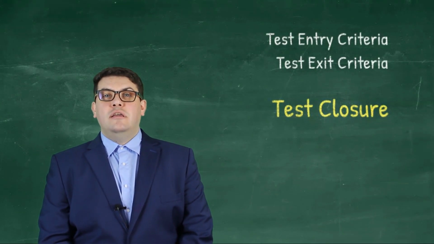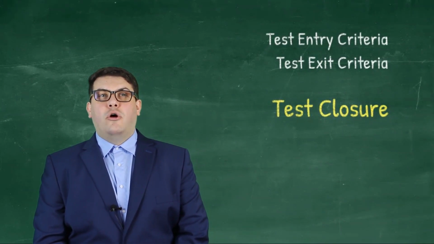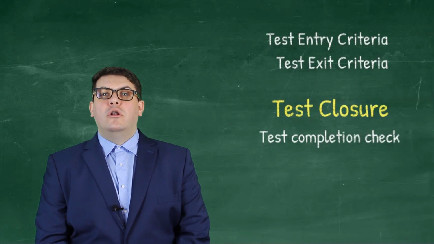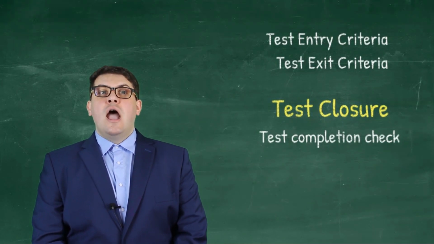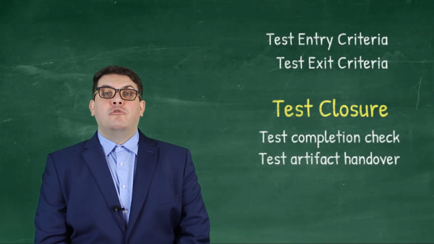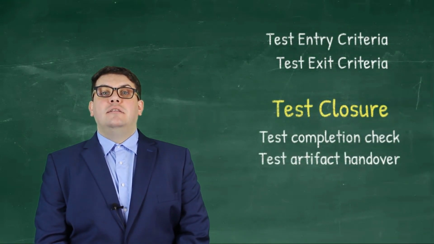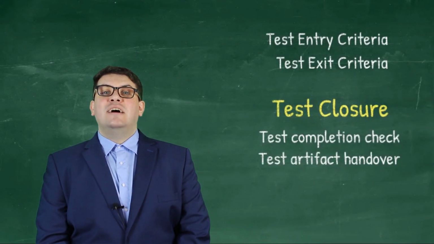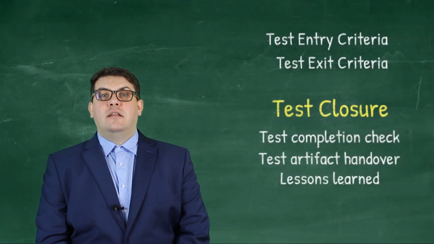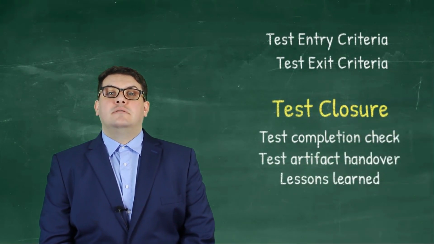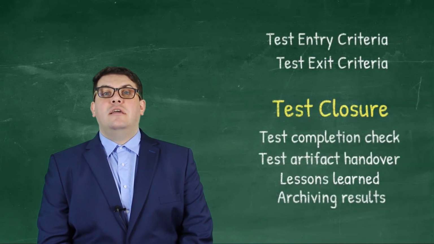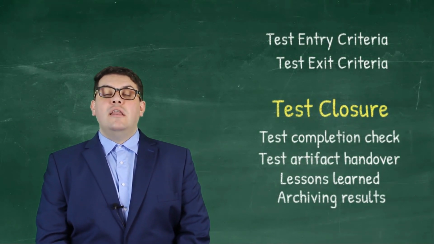During the test closure activity, the following need to be accomplished. We have a clear test completion report ensuring that all test work has concluded. We make sure that we have a proper handover of the test documents that have been designed, implemented, and used during test execution. We have a lessons learned session in order to understand what happened and what are the areas that we need to improve on. And finally, we archive the test results, and here I'm talking about logs, reports, or any other documents that were used during the test process.